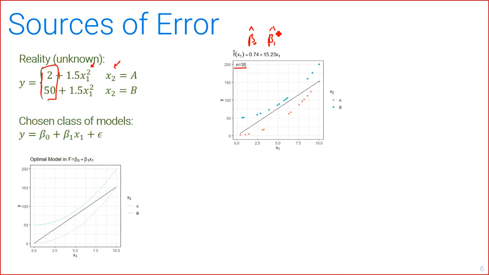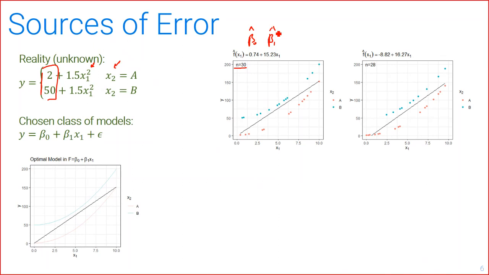As we know, if we have a different set of data, then we're going to have a slightly different model. And so here we have another example, and you see the coefficients are quite different. For the slope, maybe there's not so much difference. We're talking between 15 and 16. But in terms of the intercept, you see that we go from 0.74 to minus 8.82. So that is a very large difference.